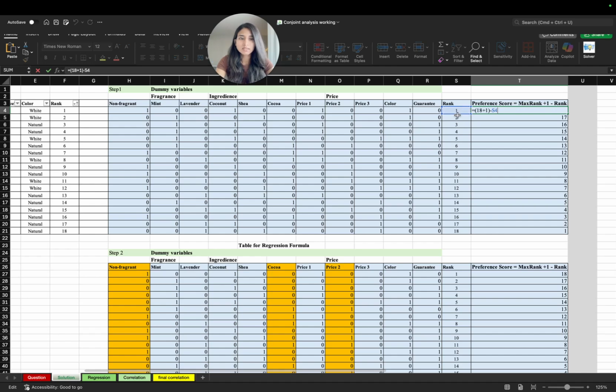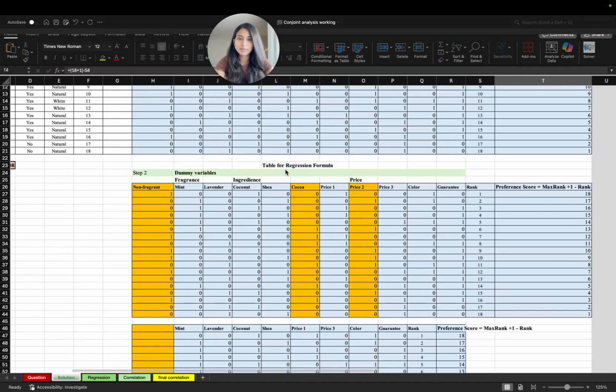The highest rank is 1, then the preferred score is the highest score of 18. Because in the question, it has already been stated that rank 1 is the most preferred and rank 18 is the least preferred. So the preference score is based on the same we have done here.